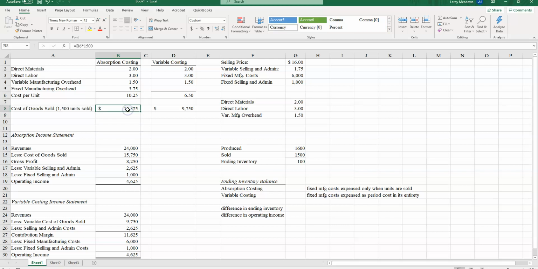So what is my cost of goods sold now? If I sell 1,500 units, well, I'm going to take B6, which is the cost per unit, times 1,500 units sold. And let me just tie that in here, $15,375.